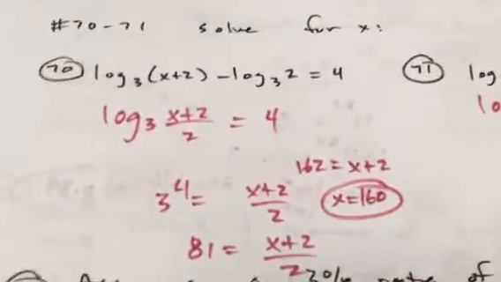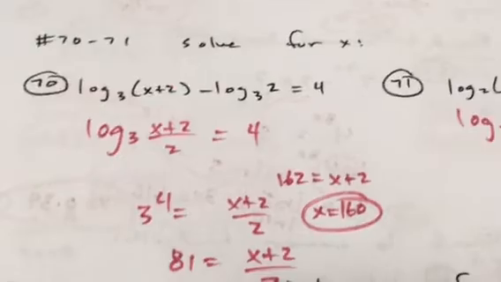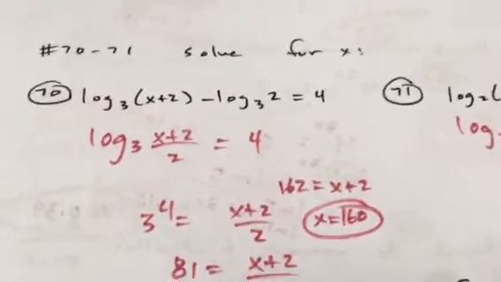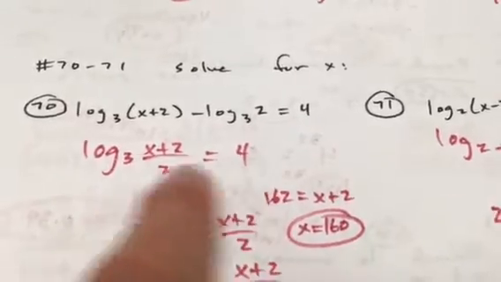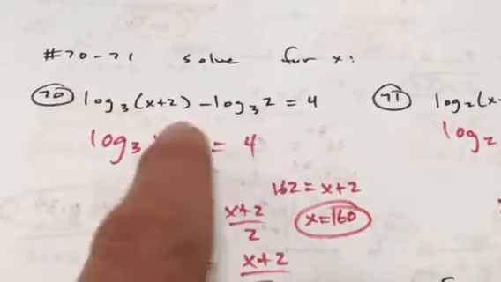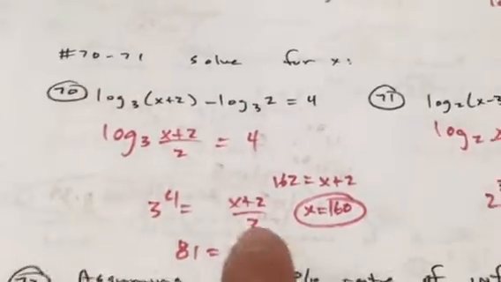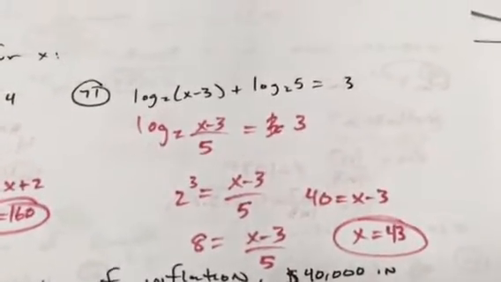Number 70, subtraction means division, so you can put it together as one log. Log base 3 of what came first, x plus 2 over 2 equals 4. 3 to the 4th power equals x plus 2 over 2, and that's how you solve it. Addition in the log world means, oh, I did this one wrong, multiplication.